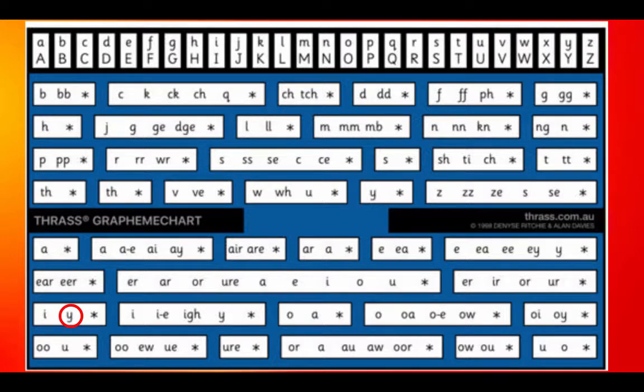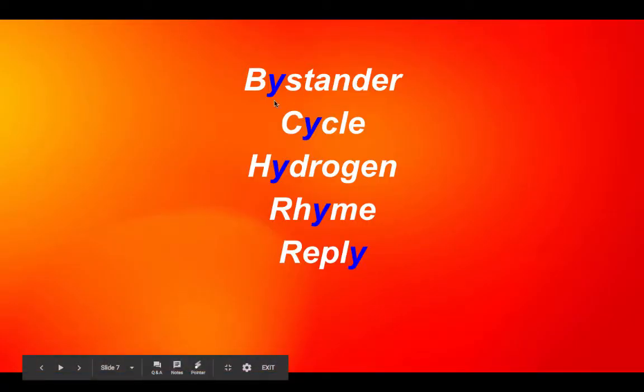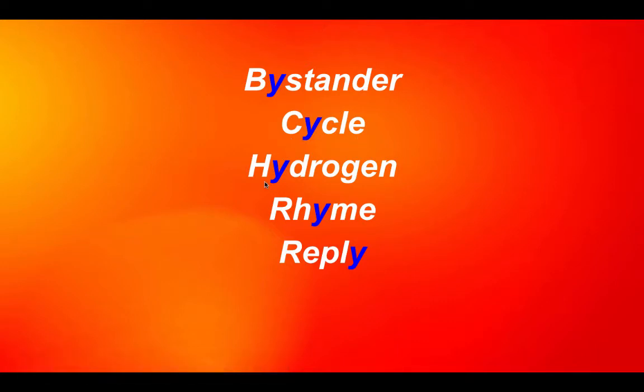Okay, how did you go? Let's see. I've come up with a few words. I've come up with bystander, cycle, hydrogen, rhyme, and reply. Now it's interesting to note that most of the examples I came up with, the Y acting as an I sound was pretty much the second sound that you can hear. But I, bystander, I, cycle, I, hydrogen, I, rhyme.